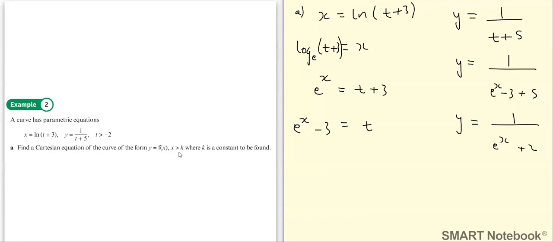We haven't come to the domain yet. X is greater than k is the domain, but we'll come to that in a second. Firstly, does the Cartesian equation make sense? Are you happy with that? Can you please let me know in the chat? And like I was saying, each one will have a new strategy for the first few times. So here we had to take exponentials to get rid of the log form.